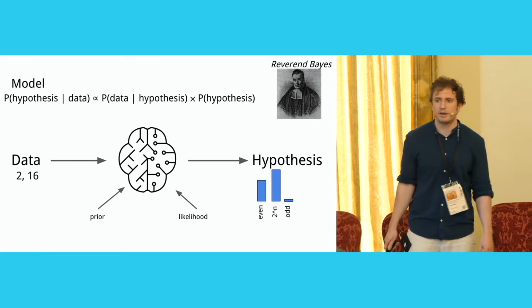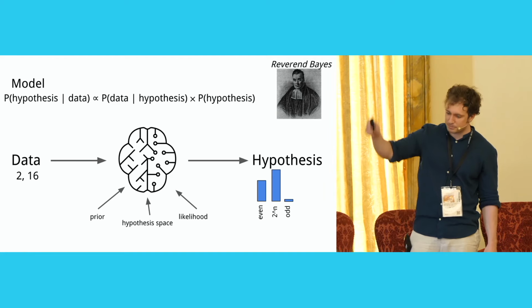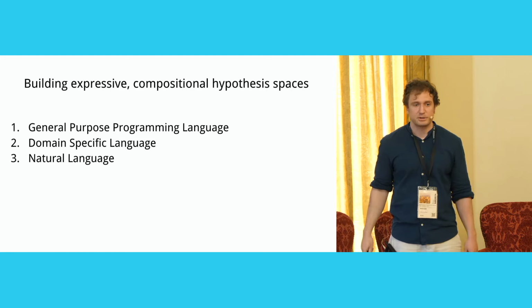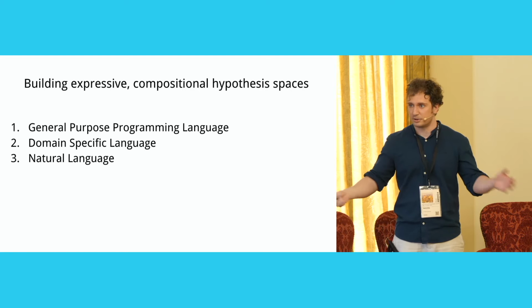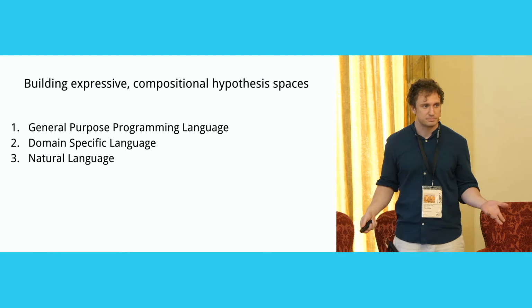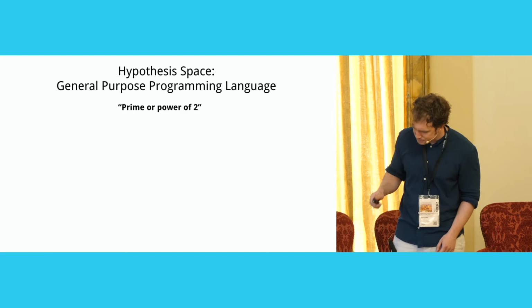So we're going to have a prior and a likelihood, but more critically, I want to focus on the hypothesis space, because that has to be very flexible. So here are 3 options for that. One is I could use a general purpose language like Python. I could just write down code. I could also design a custom language for number concepts, or I could use natural language. So we're going to step through each of these choices.